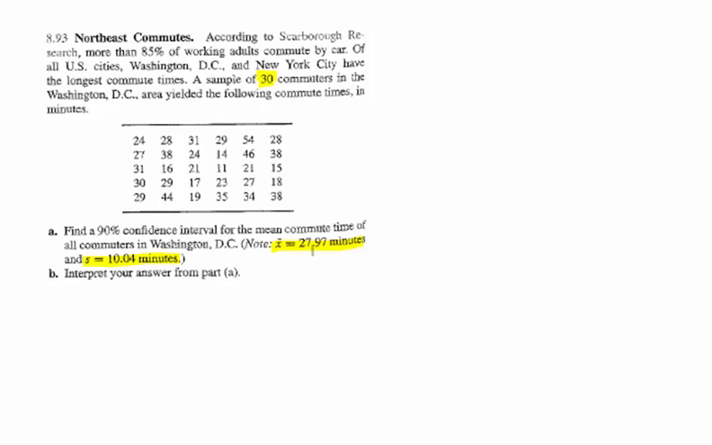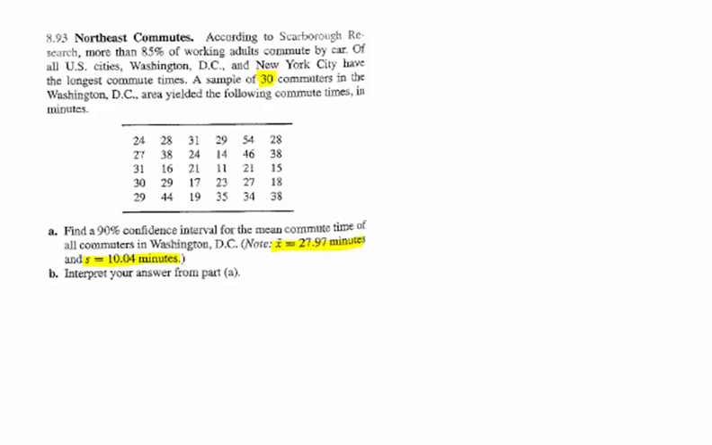So if they don't give you the x bar and the s, what you would do is put all these values into your calculator in stats, and then you would run a one variable statistic on it. Or you could do it by hand the long way if you prefer.